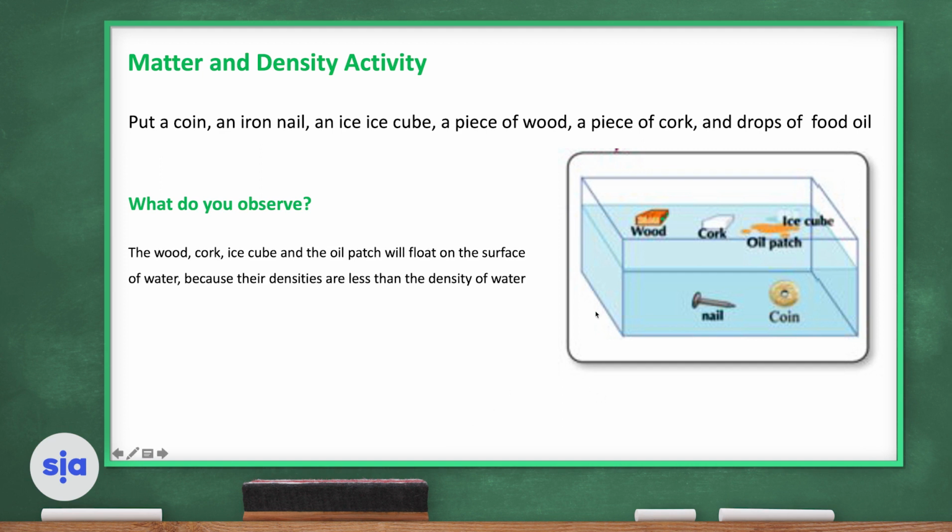I'm sure that you will find the wood, the cork, the ice cube, and the oil patch will float on the surface. They will not sink because they have less density than water. While you will find the nail and the coin sinking to the bottom of the trough. Why? Because the densities are more than the density of water.